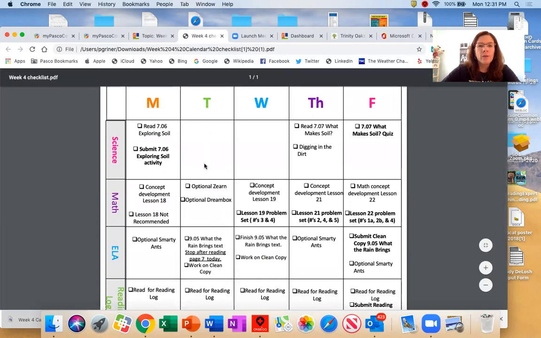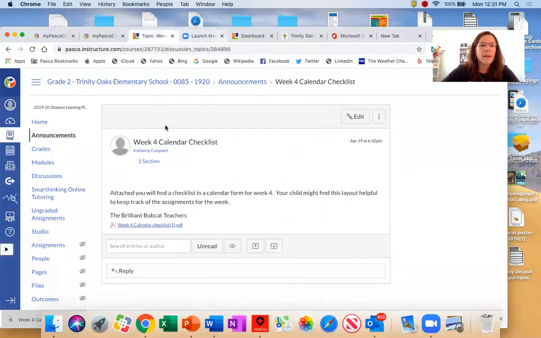Then if you look at this vertical line, that would be Tuesday. This would be Wednesday, Thursday, and Friday. So that's a cool tool I wanted to show you. All right, I'm going to click out of that.